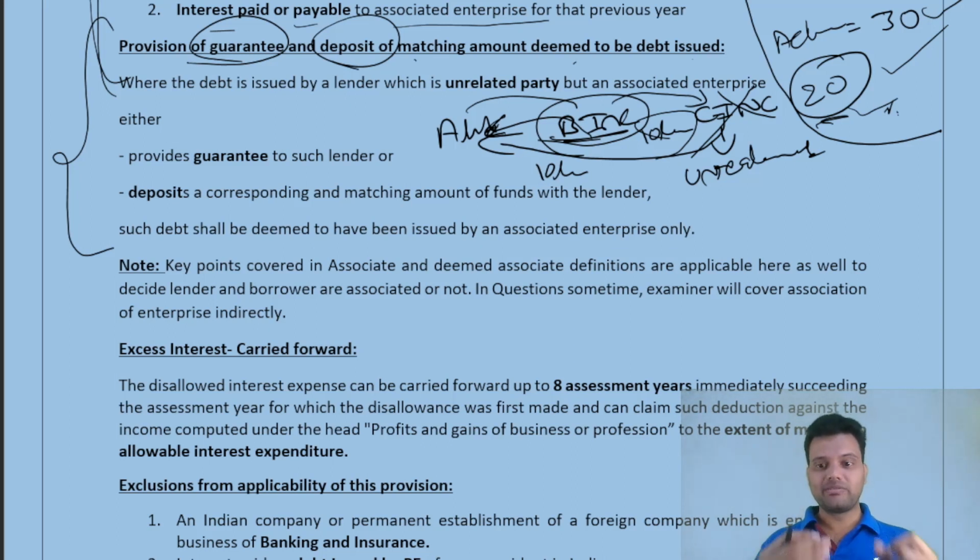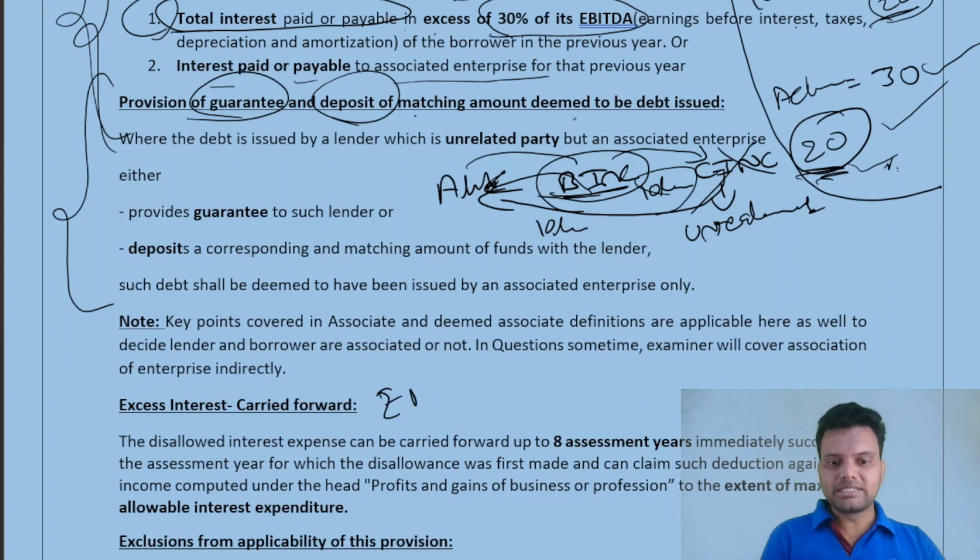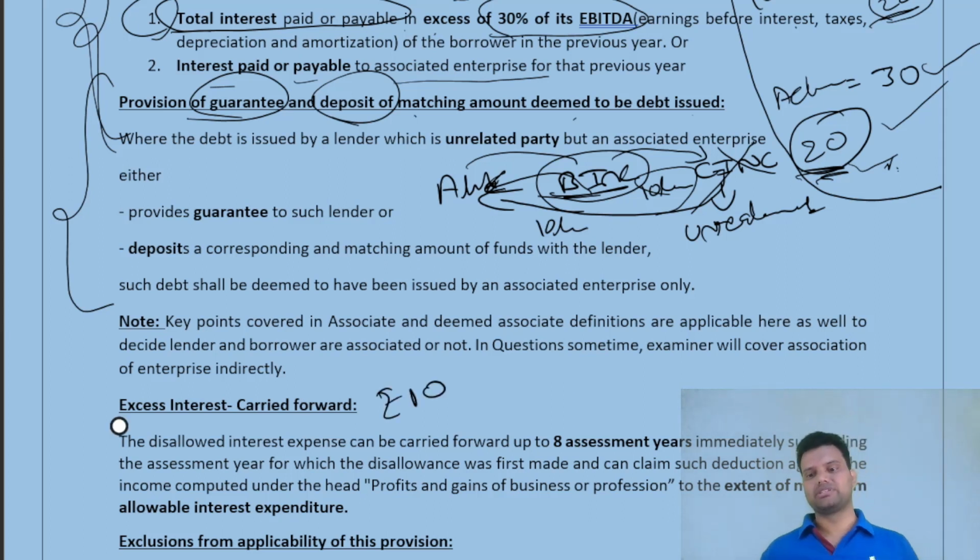Similarly, whatever interest is disallowed can be carried forward up to 8 assessment years. So what does this exactly mean? In the above example, I told you that actual interest is 30 and the allowable interest is only 20. So actual interest is 30, allowable is 20. Then that means I have 10 rupees which can be carried forward. This 10 rupees will be carried forward for the next 8 assessment years.